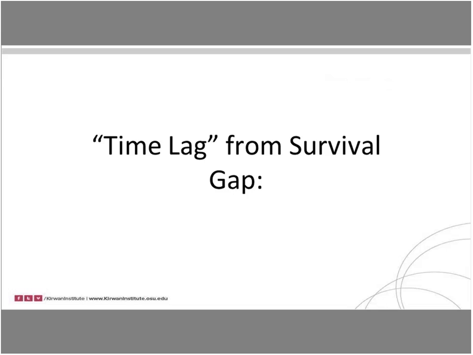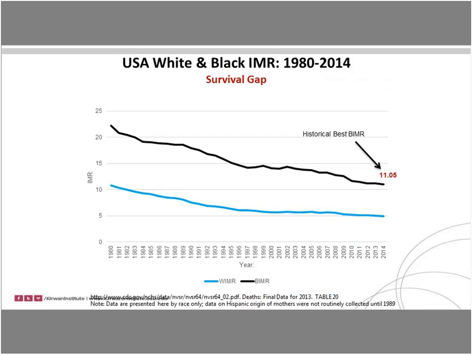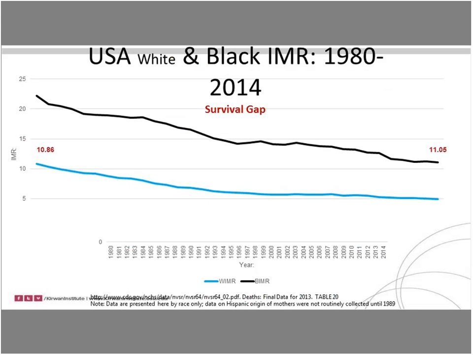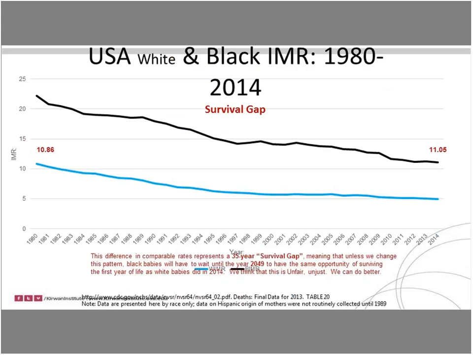Another characteristic of this long-lasting disparity that I want to make sure we are aware of is what I refer to as a time lag from survival. Next slide. So if you look at 2014, the black infant mortality rate in the United States was 11.05, and we've improved on that a little bit, but we're currently experiencing historical lows for the black infant mortality rate. Next slide. But our historical lows for black infant mortality still remain higher than the white infant mortality rate was way back in 1980.